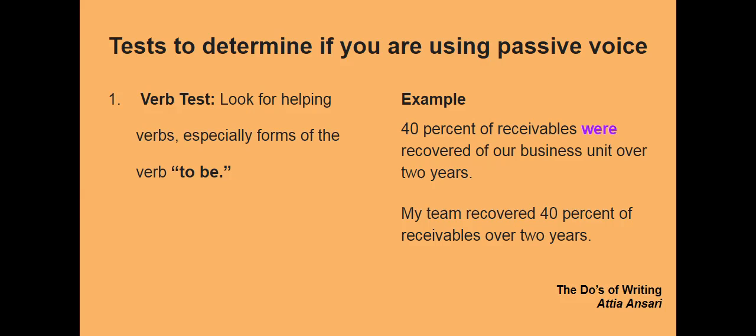Basically, these verbs are used to express the tone or mood of main verbs. If you look at the example, 40% of receivables were recovered of our business unit over 2 years. Here we can emphasize the word 'were', which is used as a helping verb before the main verb, and it indicates that the sentence is structured in passive voice. But if you move to the other sentence, 'My team recovered 40% of receivables over 2 years', you can see it's written in active voice and there's no sign of a helping or auxiliary verb.